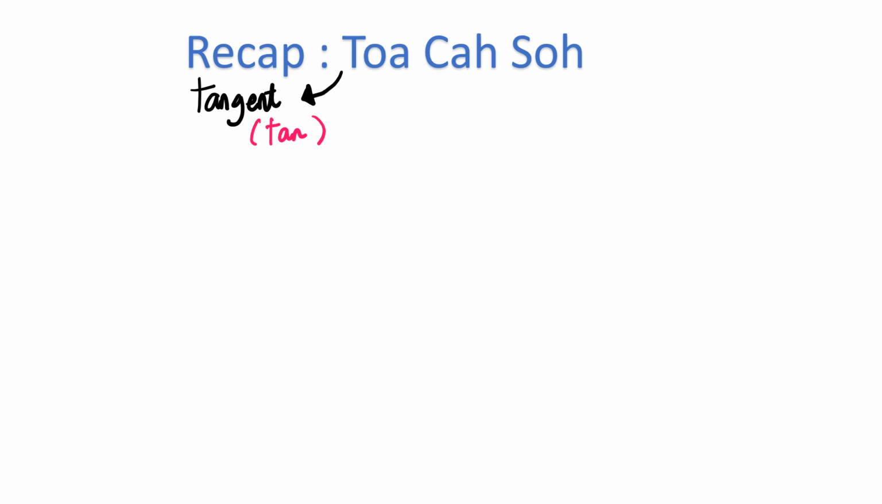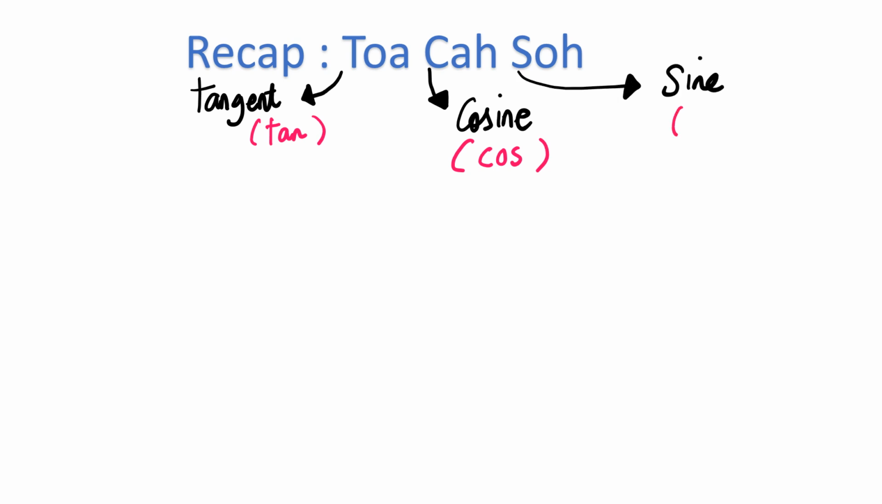The letter C represents the first letter of the trigo function cosine. So the short form is cos, so it could be cos 45 degrees, cos 30 degrees, and so on and so forth. And the letter S is the first letter of the trigo function sine. The short form is SIN.